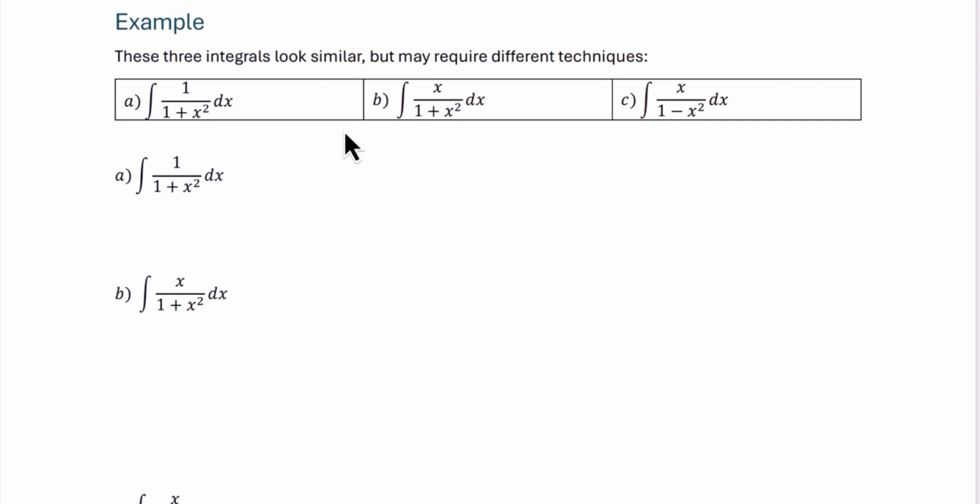Notice that in these three examples, they all look very similar, but they may require different techniques. The first one, hopefully, is a familiar integral. This one is simply inverse tangent x.